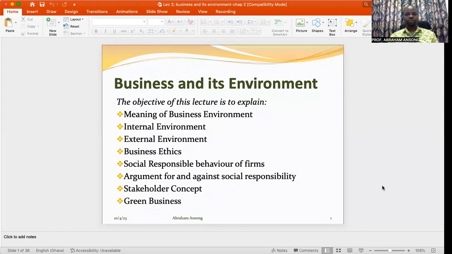All right, today we're looking at business and its environment. Our objective would be to get an understanding of what business environment is, know about the internal environment of business, the external environment, business ethics, and the concept of corporate social responsibility. So these issues will actually engage our minds for the next 1 hour to 2 hours.